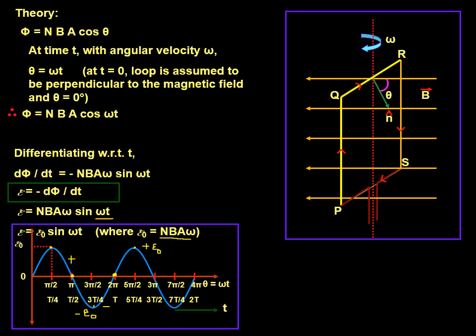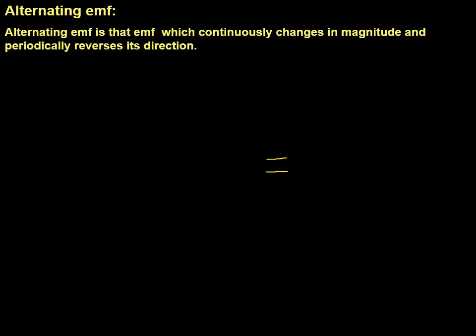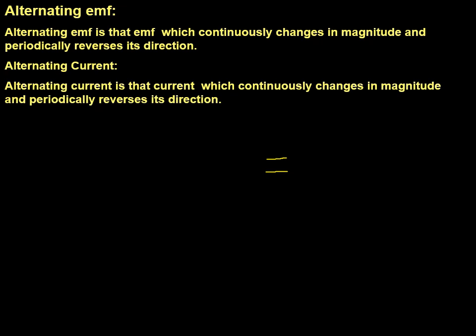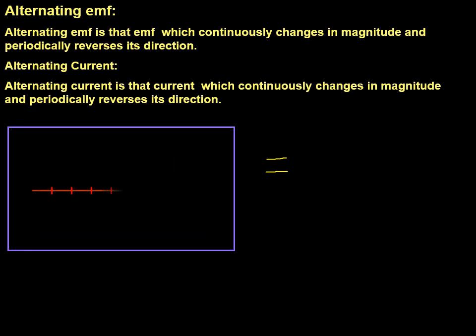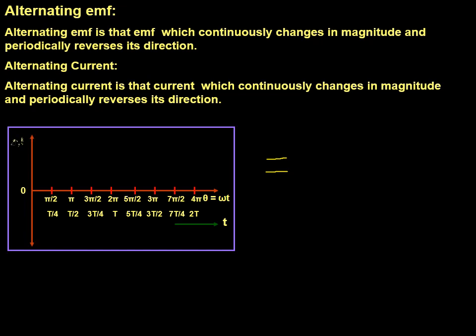Time period is capital T. The shape of the graph is like this. Now alternating EMF is that EMF which continuously changes in magnitude and periodically reverses in direction. Alternating current is that current which continuously changes in magnitude and periodically reverses its direction. Why does it reverse the direction? Tell me. Let's see, this is the sine graph, so it can be easily understood from here.